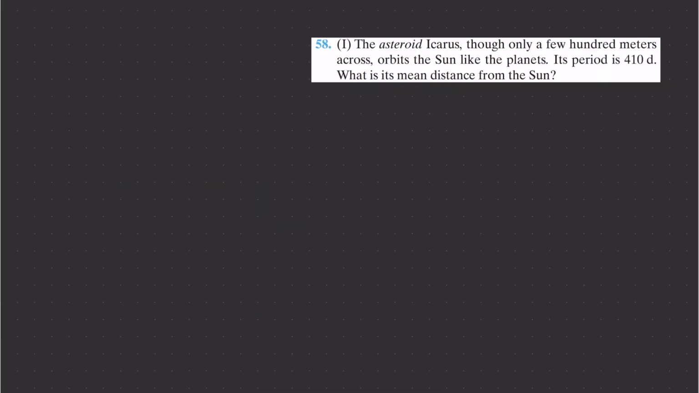This is problem 2 in our 5-6 practice set. It says the asteroid Icarus, though only a few hundred meters across, orbits the sun like the planets. Its period is 410 days. What is the mean distance from the sun?